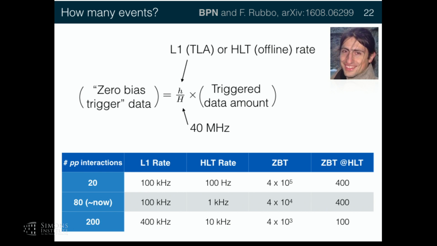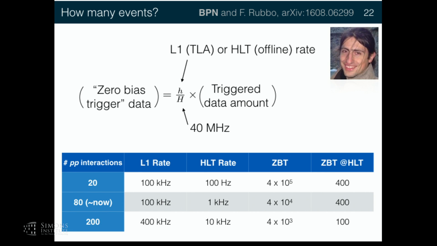And you can ask the question, what is the effective prescale from the zero bias trigger? The amount of data I have from looking at the other collisions is the regular triggered data multiplied by the trigger rate divided by the total proton-proton bunch crossing rate, which is 40 megahertz. If we do the analysis offline, it's the HLT offline software rate. If we do the analysis online, then we pay the hardware level 1 analysis rate. And here are some representative numbers.